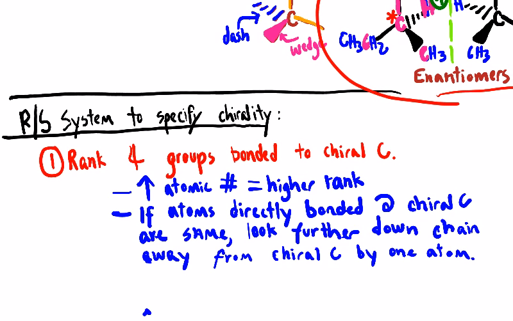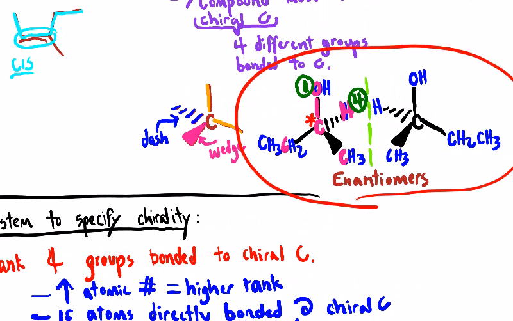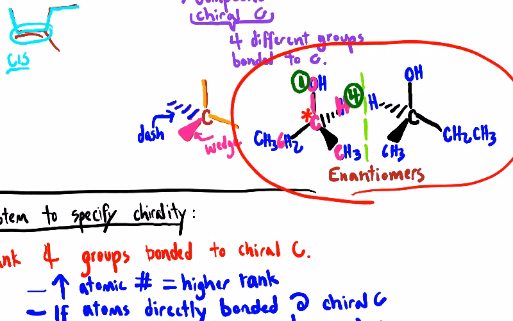Looking back up here at our example of ranking the four groups that are bonded to our chiral carbon, we have our ethyl group versus our methyl group. The methyl group has a carbon directly bonded only to hydrogen. So the first spot going away from the chiral carbon was that carbon from the methyl group, and the second spot is a hydrogen. So for this CH3 group, the second atom moving away from the chiral center is going to be a hydrogen.